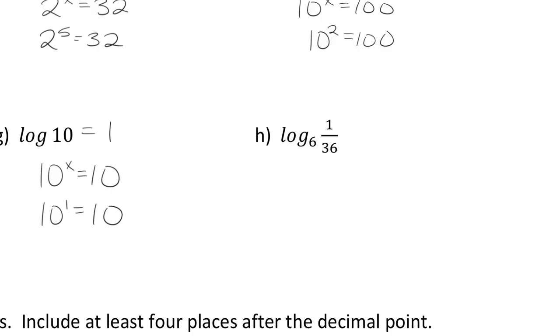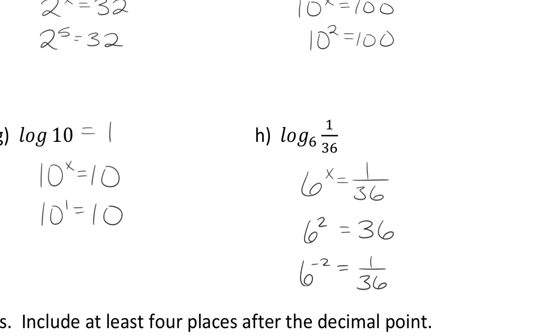We have 6 raised to some power equal to 1 over 36. 1 over 100? Great idea, but no. If I just wanted 6 to some power to be equal to regular 36, what would it be? 6 to the second power, yeah, 6 times 6, which is 6 squared, is 36. Now, how do I get that 36 into the denominator? We make it negative, which means 6 to the negative 2 would be 1 over 36. So we know log base 6 of 1 over 36 is negative 2.